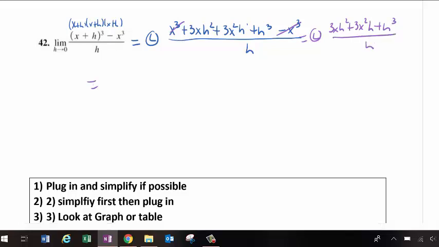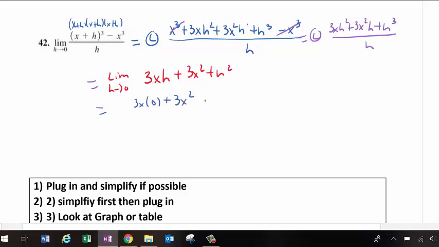Now every single term in the numerator has an h in it, so I can cancel that h from the denominator for every term. So I'm left with 3xh plus 3x squared plus h squared. Now I can plug in my 0 for my final step, and so this will give me 3x times 0, 3x squared plus 0. Those are gone. 3x squared.